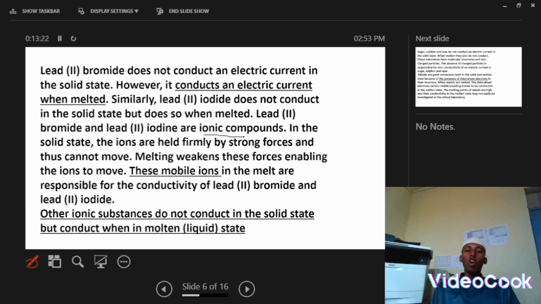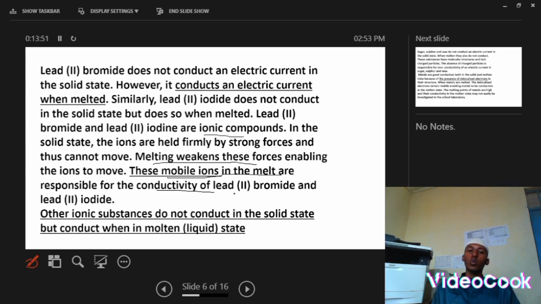In the solid state, all ionic substances do not conduct heat and electricity because the ions are fixed in one position. But when melted, the ions are free to move. The ions become mobile, that's why they conduct when they are in molten form. Heating or melting weakens this force, enabling the ions to move. The mobile ions in the melt are responsible for the conductivity of lead(II) bromide and lead(II) iodide.